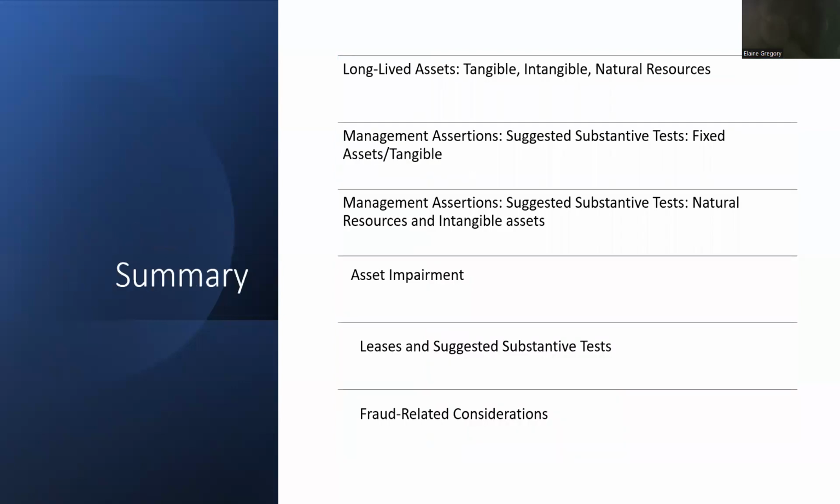So in summary, we looked at examples of long-lived assets. We looked at suggested substantive tests for fixed assets and for natural resources and intangible assets. We took a quick look at asset impairment. We looked at leases and suggested substantive tests, and we looked at some fraud-related considerations.